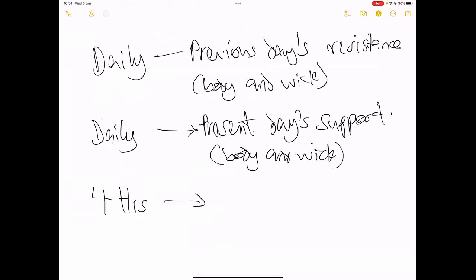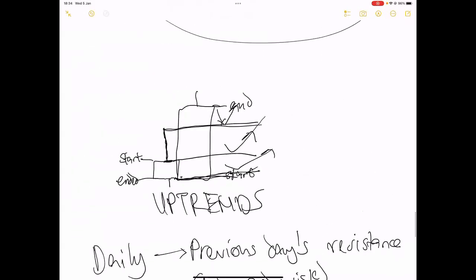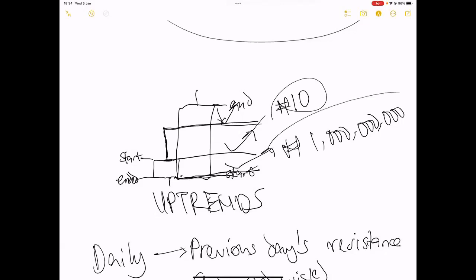Now someone is asking, why did I pick 4 hours? Because most traders in the forex market use 4 hours, and our aim is to trade with the traders. Because imagine me, I put 10 naira, you put 1 billion naira.